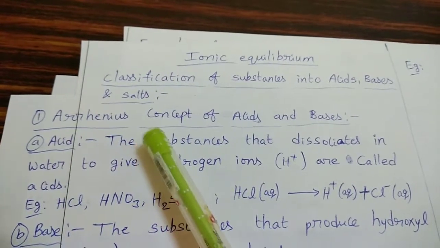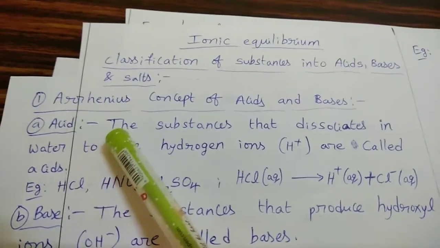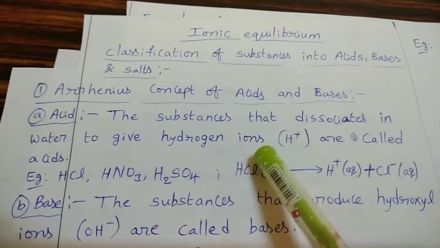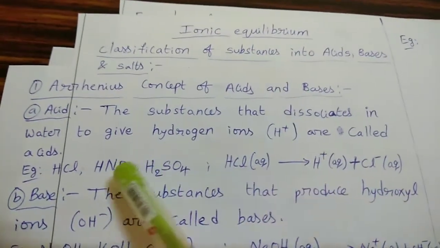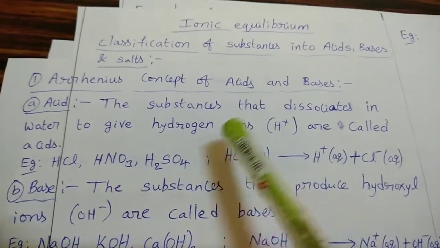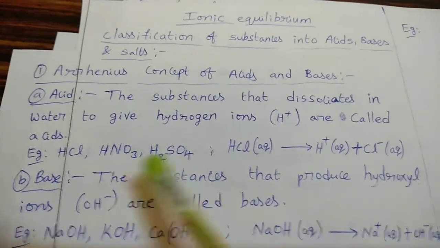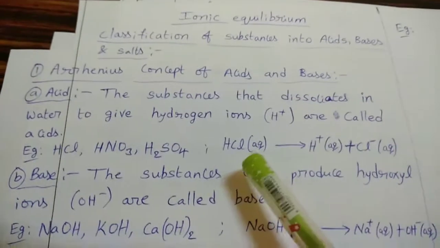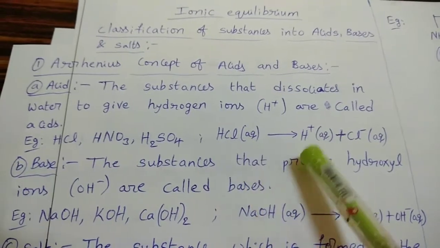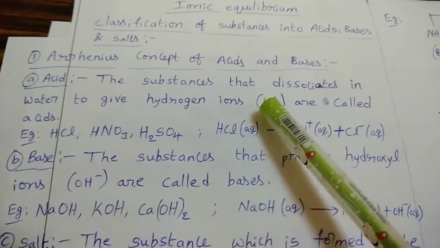Arrhenius, this scientist classified the substances into acid and base and salt. So according to him, acid means substances that dissociate in water to give hydrogen ions, or H+, are called acids. So a substance is dissolved in water and produces H+ ions. Those are called acid according to Arrhenius. Example, HCl, HNO3, H2SO4. Say this: if we dissolve HCl in water, then we can get aqueous solution of HCl. In that, H+ ions, Cl- ions are there. So this is an acid according to this concept.